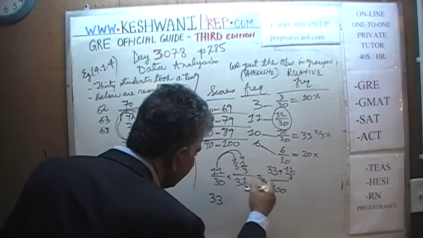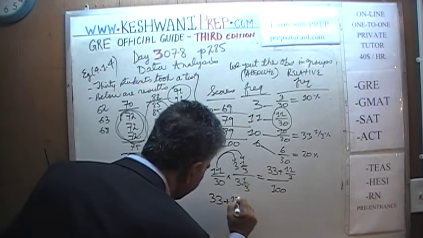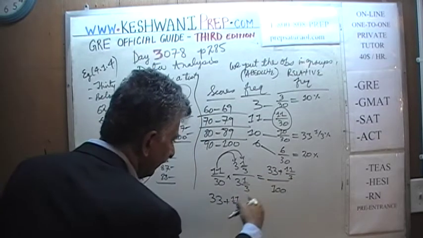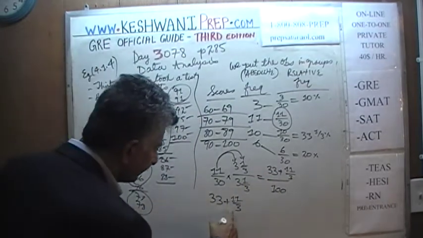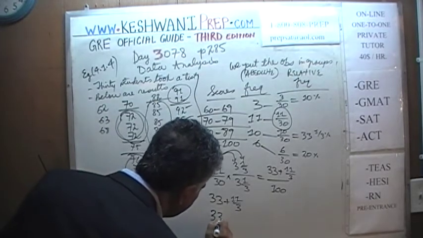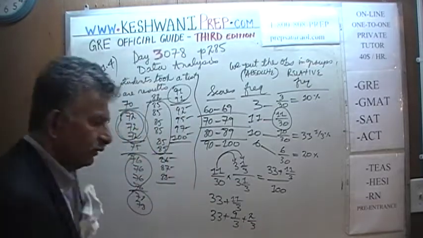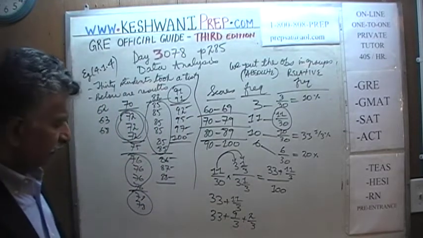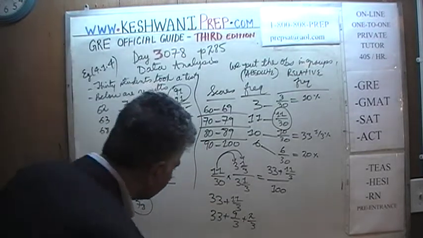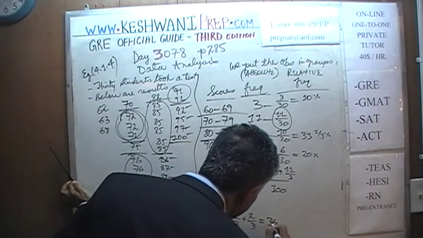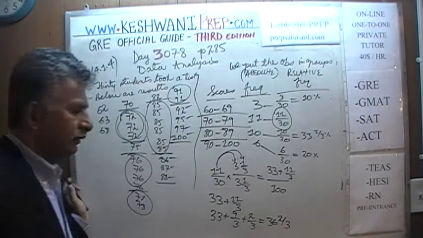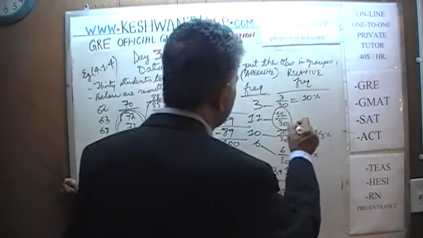So we have 33 plus 11/3. 11/3 can be written as 9/3 plus 2/3, and 9/3, of course, is just 3. So it's 33 plus 3 and 2/3, so it comes out to 36 and 2/3.